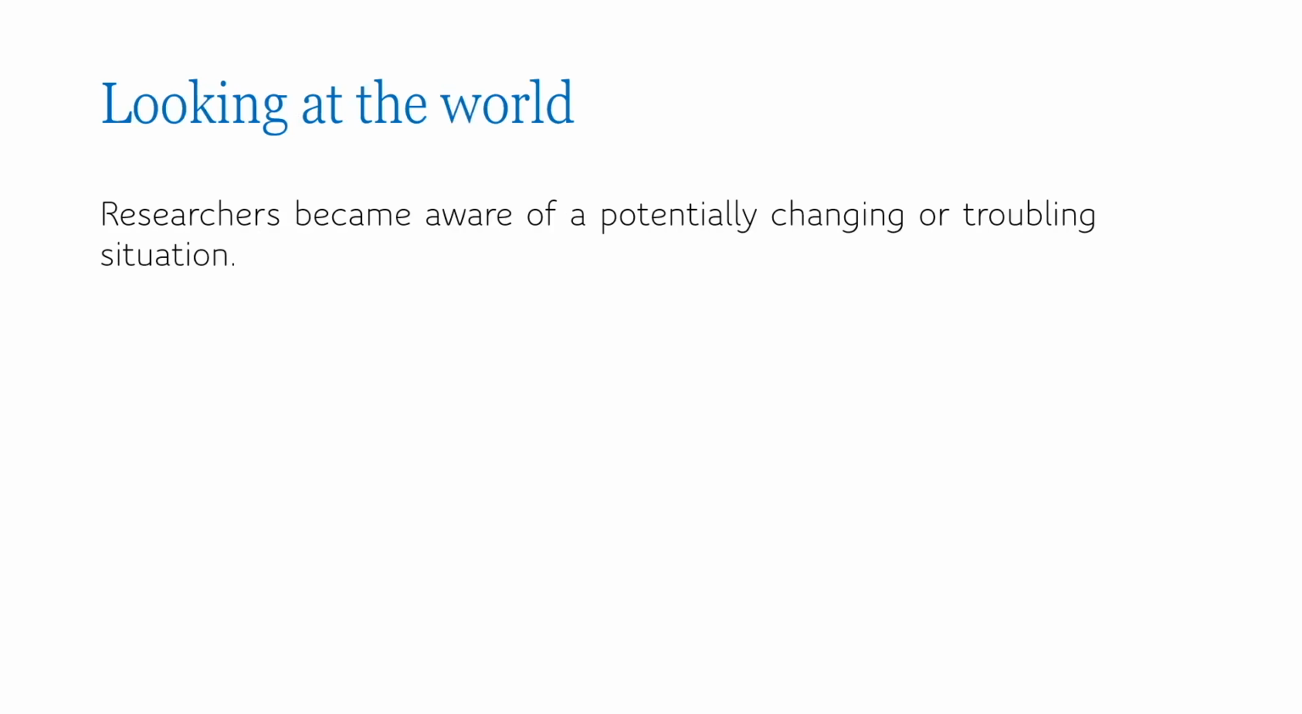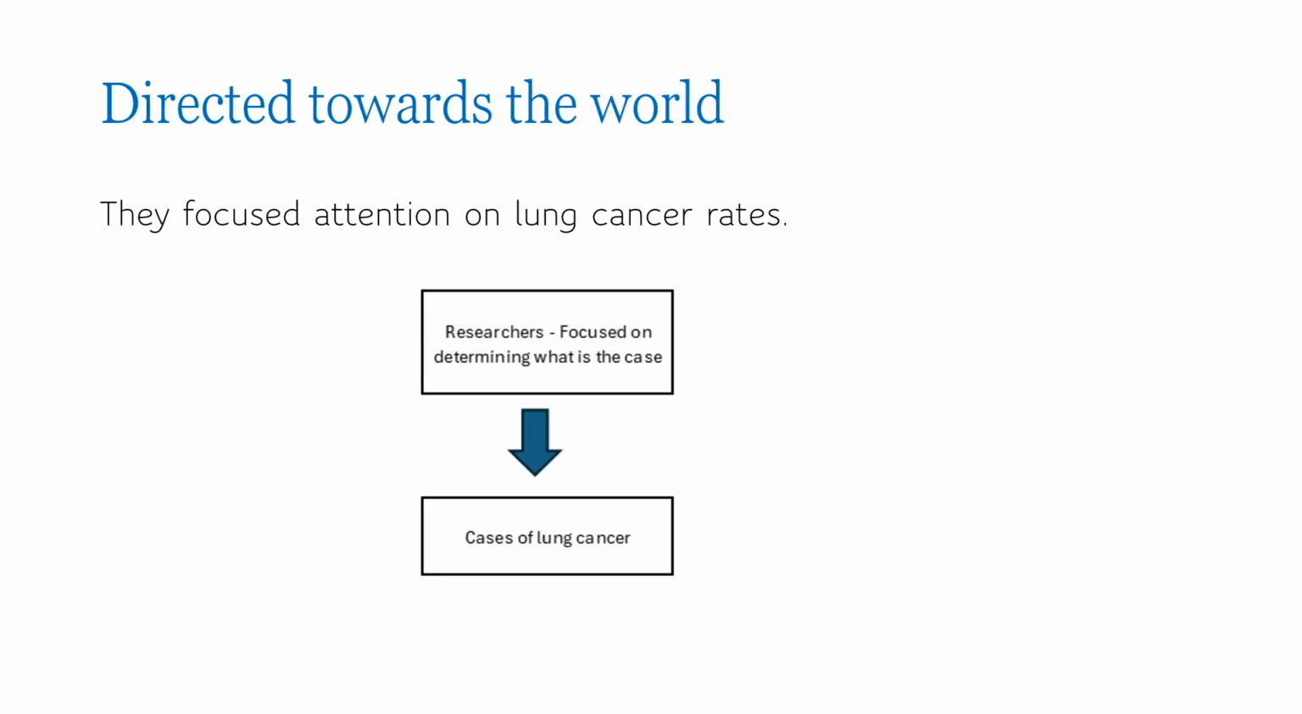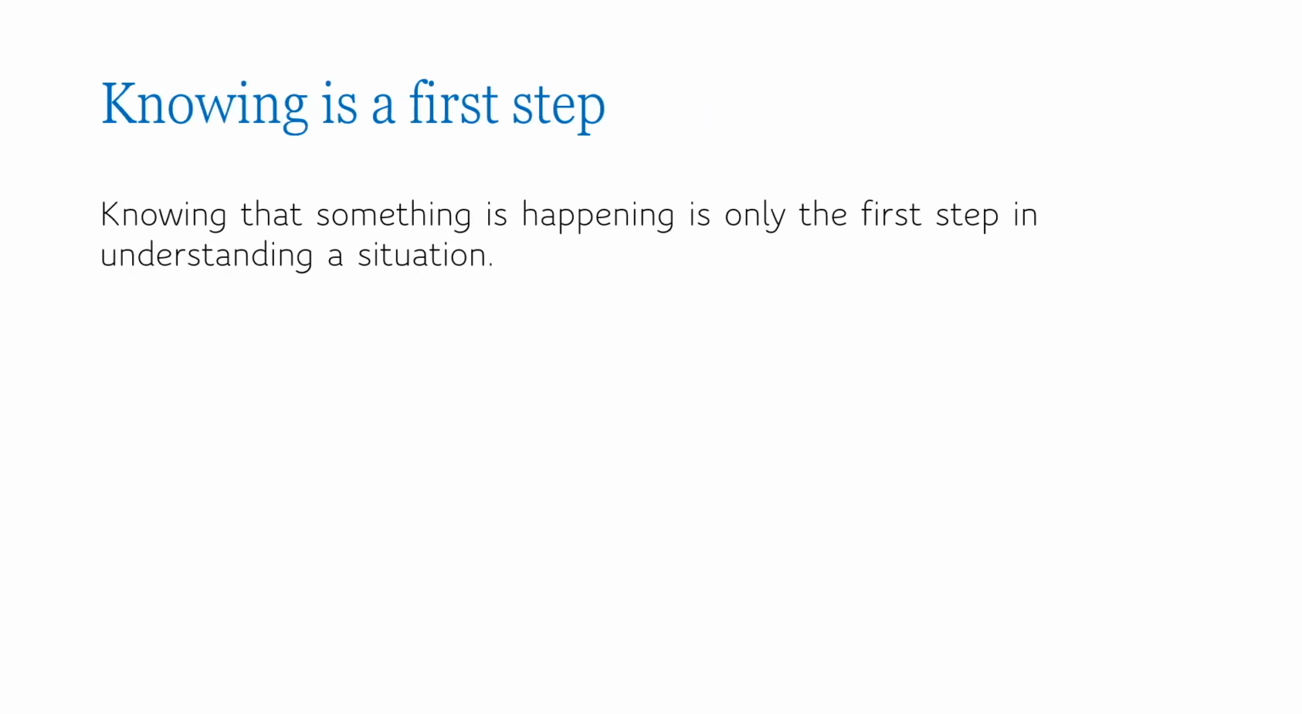One way to think of this identification in the rise of lung cancer cases is that researchers became aware of a potential changing or troubling situation. They focused attention on that situation, in our case, lung cancer rates, to determine if and the extent to which the change is occurring. Knowing that something is happening is only the first step in understanding the situation.